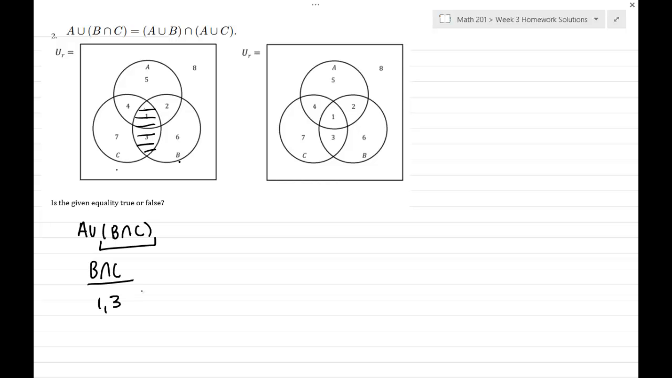Now, union means take everything from both sets. So this means I'm going to take all regions from A, all regions from B intersect C.